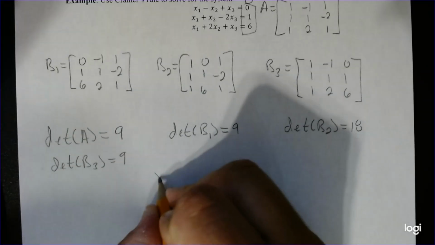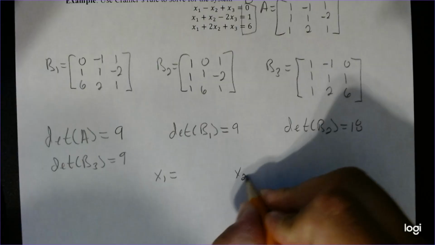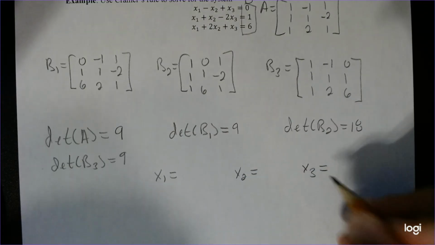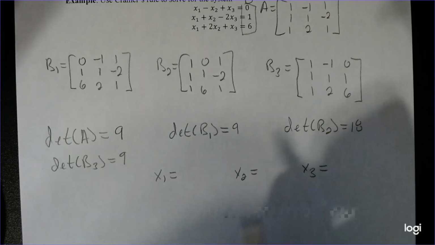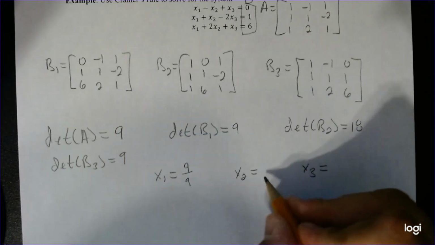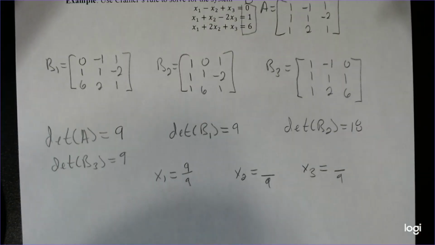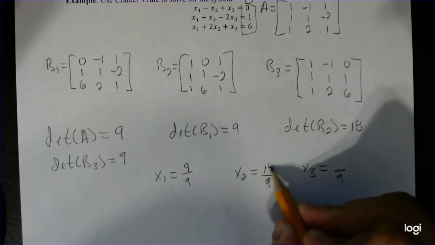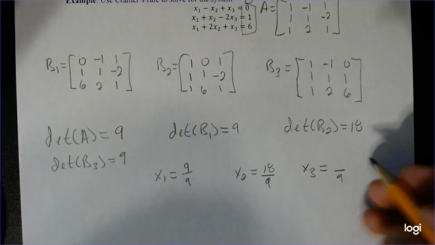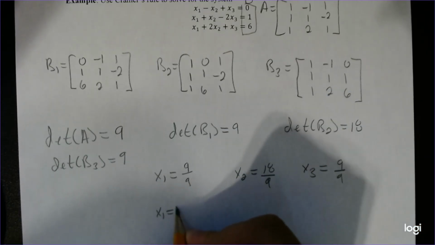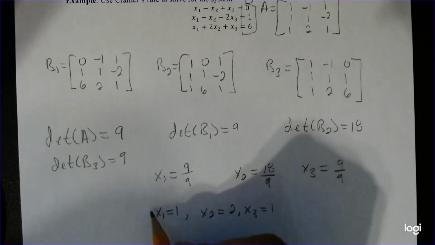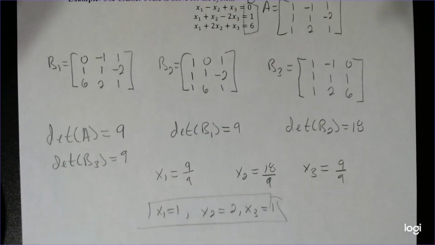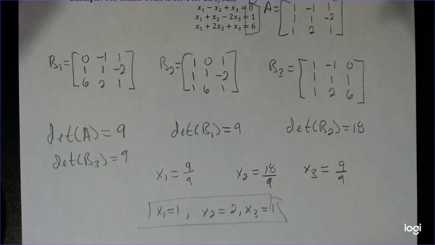And now finally we can find x1, x2, and x3. So x1 is going to be this determinant, which is 9 over 9. And they're all over 9 because the determinant of matrix A is 9. So B2 is 18 over 9. And then finally this one is 9 over 9. So the simplified version, we get that. So Cramer's rule is really nice. Something nice to finish up the chapter going forward.